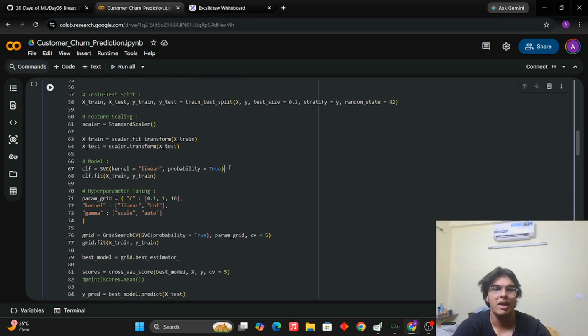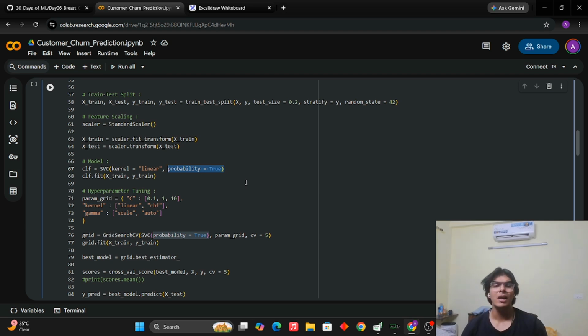An extra thing, we have done this probability is equal to true here. What this does is that it runs something in the background which is called Platt scaling. What Platt scaling does is that it converts the raw output values from the support vector classifier to probability values. Basically, when we run this model, we do not get probability values as the output. We rather get support vector classifier math done in the background.